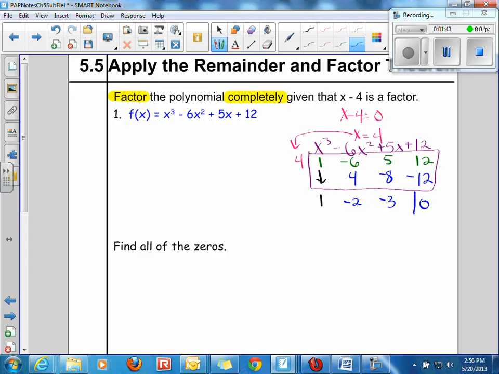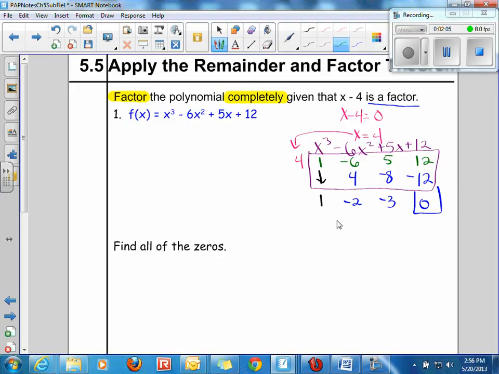If you don't get 0 for the last number, you did something wrong. Since I know it is a factor, I should get 0 for this last number value. If I'm not getting that, it means I have a remainder, and it means it did not divide evenly.